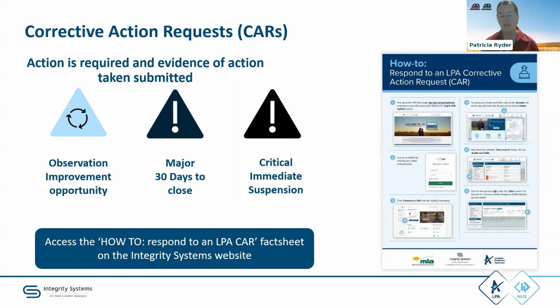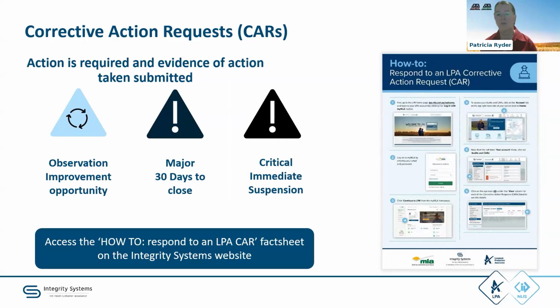If a major non-conformance is raised, you'll have 30 days to close that non-conformance. So with an observation, there's no action required, if I can say that. If a major non-conformance is raised, you have 30 days to close that CAR out. And then what I talked about earlier, the critical non-conformance. So if a critical non-conformance is raised at the time of the audit, that can include immediate suspension.